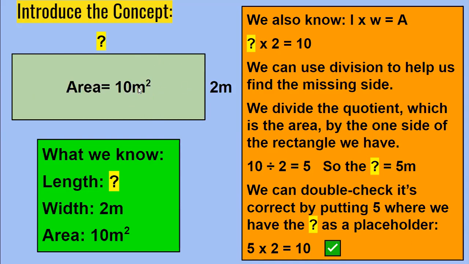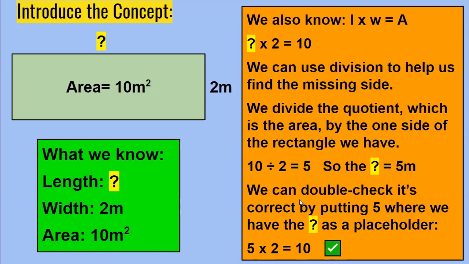So the area is 10 meters squared, and we know the length times width equals area, and we have the width right here. We don't know the length, so we can use division to help us find the missing side. We divide the quotient, which is the area, by the one side of the rectangle we have. So 10 divided by 2 equals 5. So the question mark or the length is equal to 5 meters.